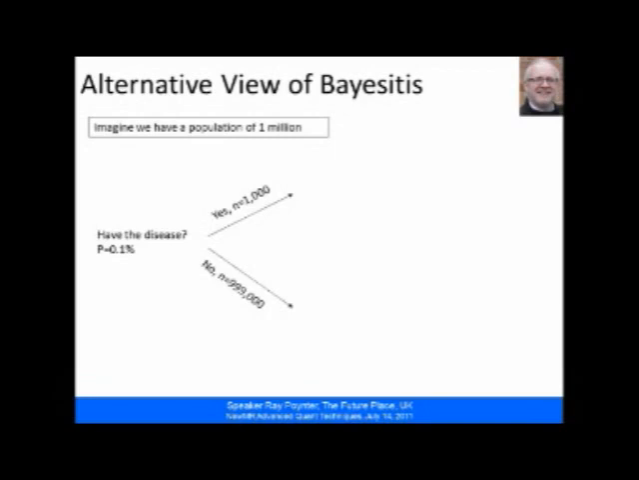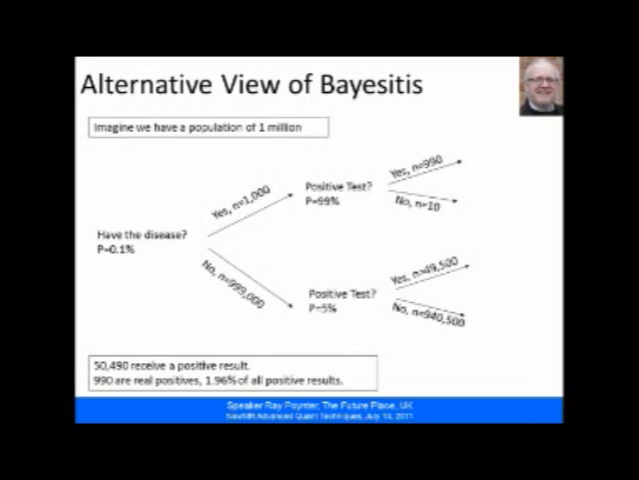So amongst our 1,000,000 people, 1,000 of them should have the disease, and 999,000 should not have the disease. Amongst those 1,000 people who've got the disease, we know that 99% of them should get a positive result. So 990 people get a positive test result, and 10 of them, unluckily, are told that they don't have Bayesitis, even though they do. We take the 999,000, we know that just 5% of them will get a positive result, even though they do not have it. It's right 95% of the time, it's wrong 5% of the time.